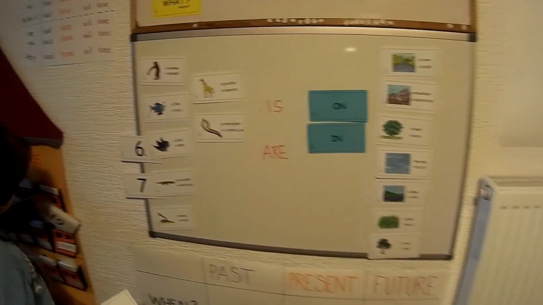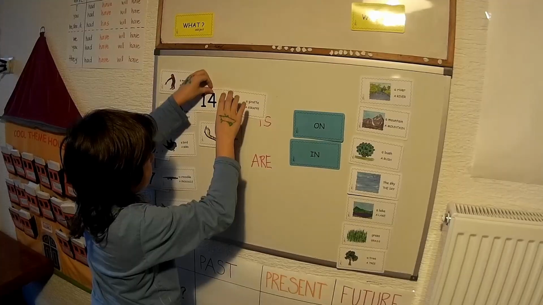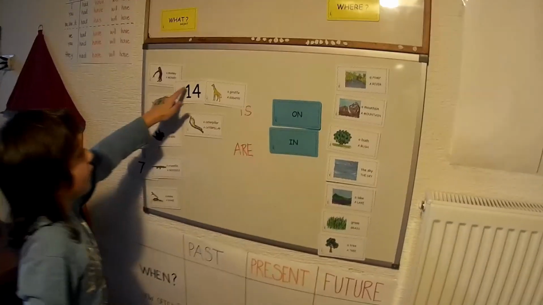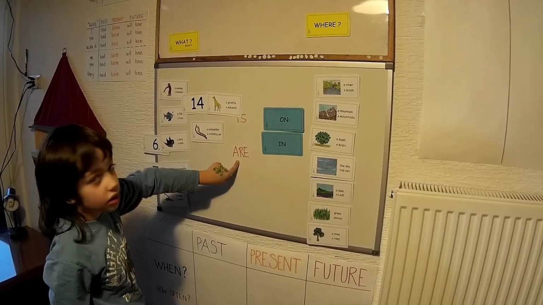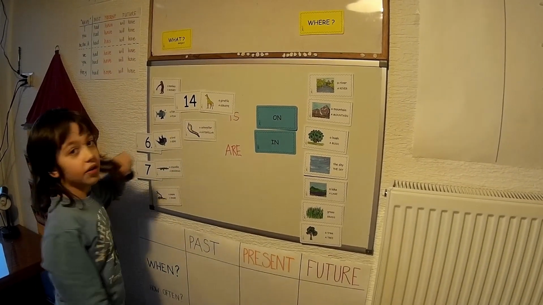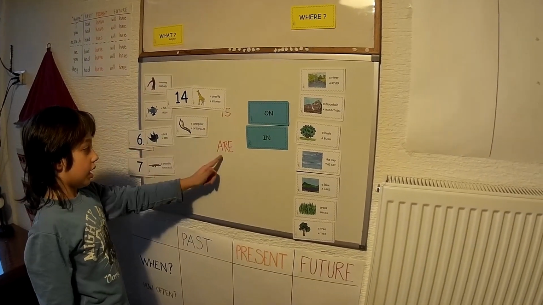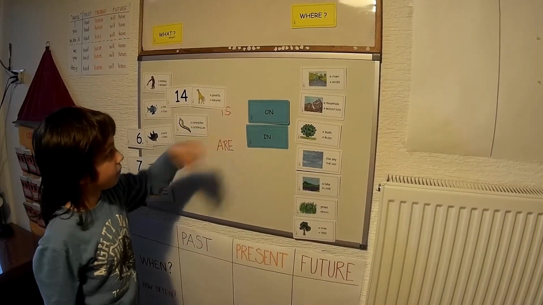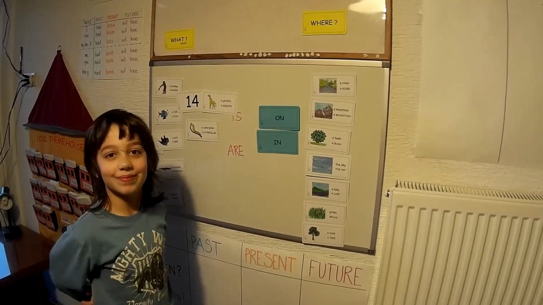Place 14 next to a giraffe. Okay. 14 giraffe. We have 14 of them, so 14. No, 14 giraffes are on the grass. Perfect. At the beginning, children create realistic sentences, the ones that are drawn on their doodles.